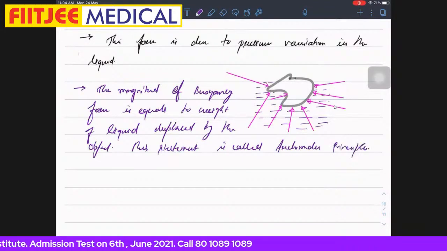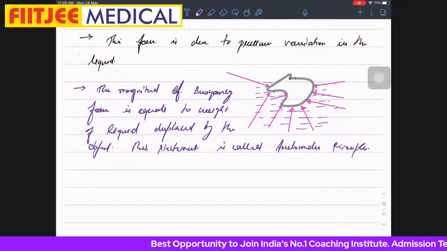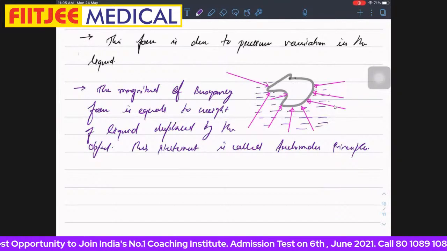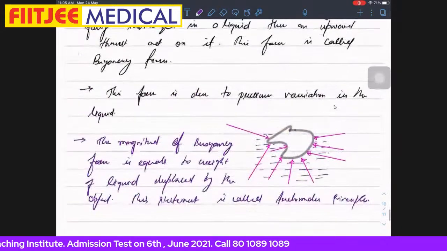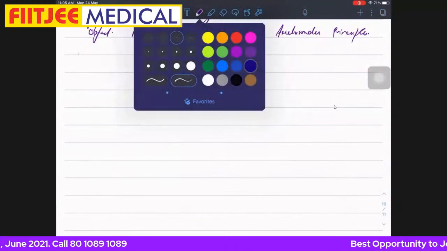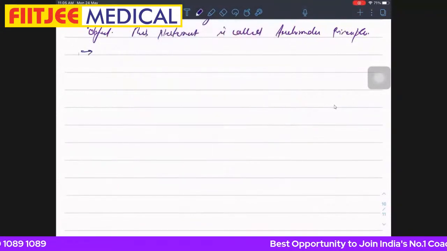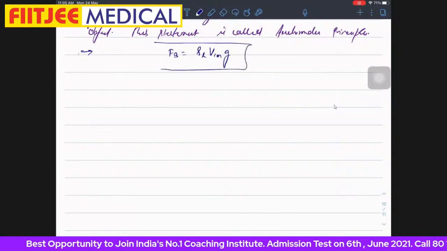What is Archimedes Principle? It says that the buoyancy force acting on this object due to the pressure difference will be equal to the weight of the liquid displaced by the object. This statement was given by Archimedes, so this is called Archimedes Principle. So this is about the buoyancy force. What will be the magnitude of this buoyancy force? We write density of liquid, volume immersed, into g.